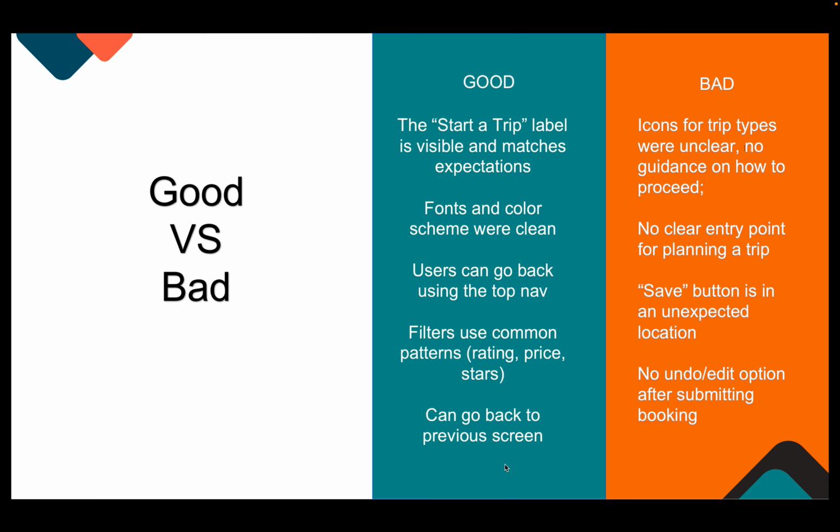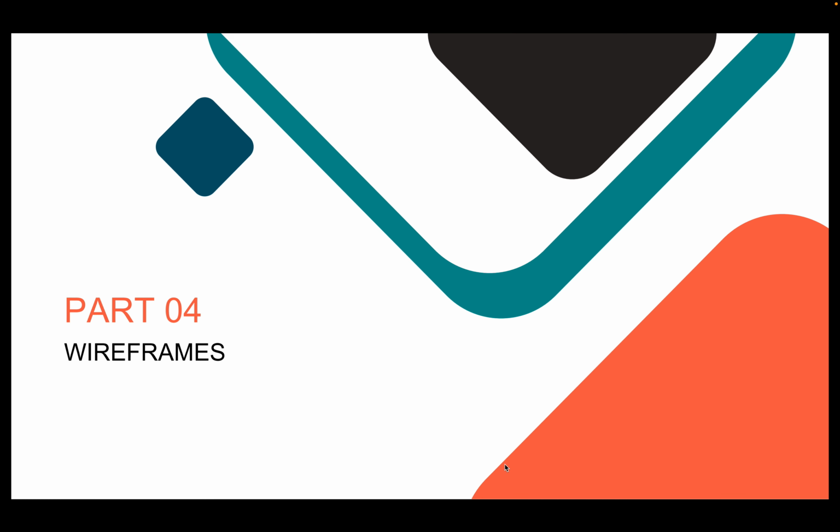Here is a good versus bad. So the start trip label is visible and matches, and the bad part was the icons for the trip types were unclear, no guidance on how to proceed. Same goes with going back to the previous screen, no undo redo buttons for submitting bookings.